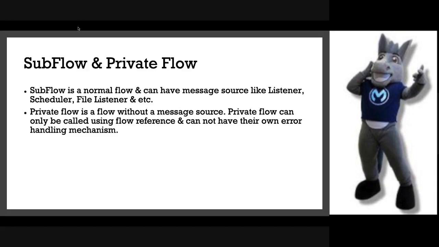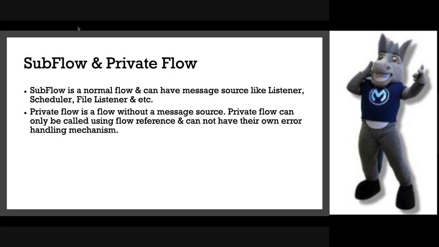Whatever we developed till this session, we created a project and were dragging and dropping some elements into the canvas. That was a flow. And then we have two more things: one is subflow and the other is private flow. A subflow is a normal flow where it can have a message source like the HTTP listener that we used. It can have a scheduler, a file listener, a database listener, or an FTP file listener. A subflow can also have its own error mechanism that we are going to learn in next sessions.